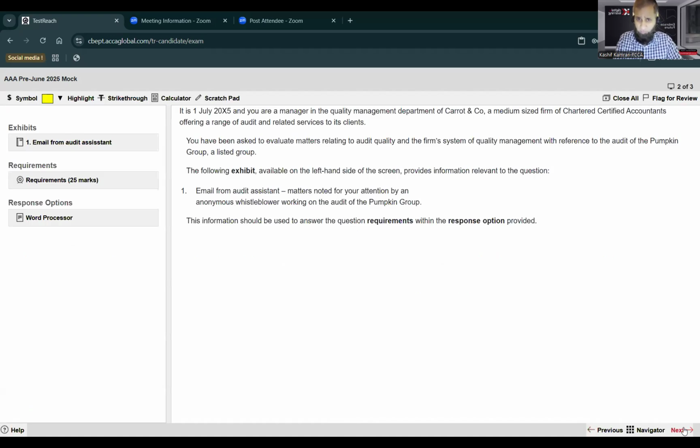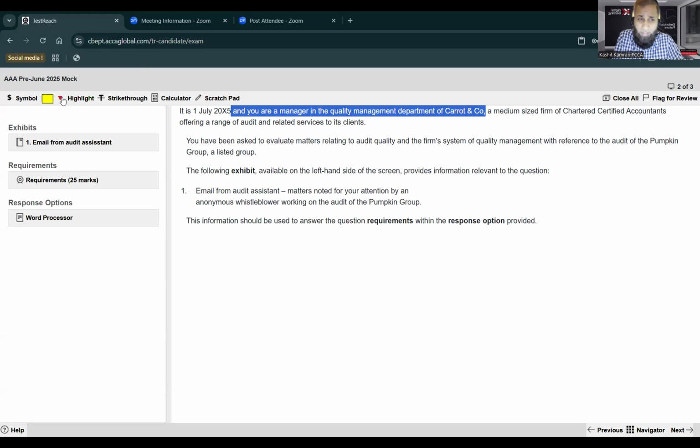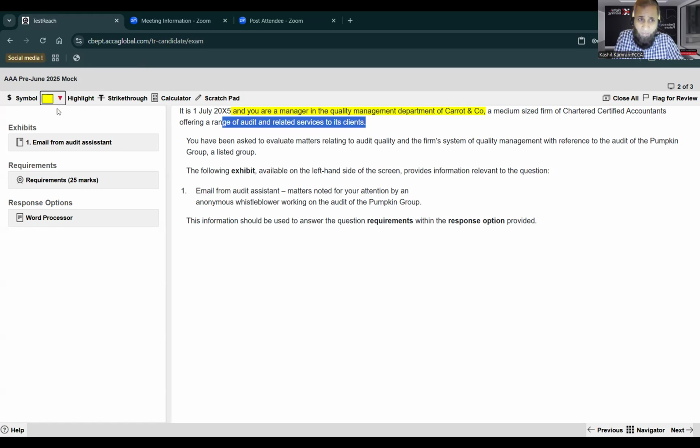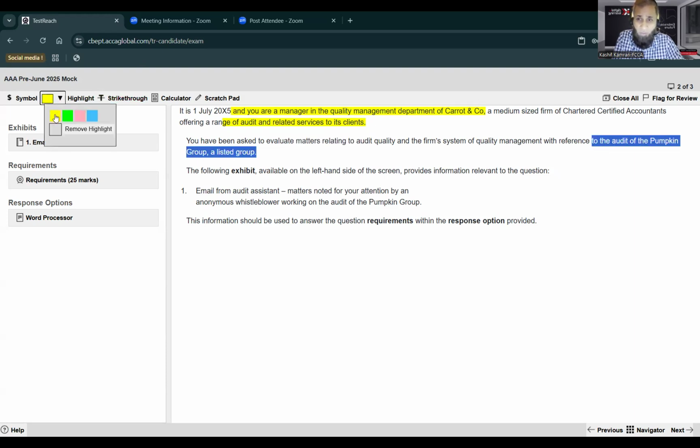Okay, this is question number 2. This question tells us that it is the 1st of July. You are a manager in the quality department of Carrot and Company, the audit firm, a medium-sized firm of chartered certified accountants offering a range of audit and related services. Right now, you have been asked to evaluate the matters relating to audit quality and the firm's system of quality management with reference to the audit of Pumpkin Group, a listed company. So you are asked to evaluate the quality management matters which have arisen in the audit of Pumpkin Group, a listed group. Such an important one, right?